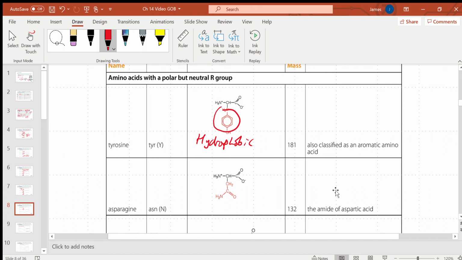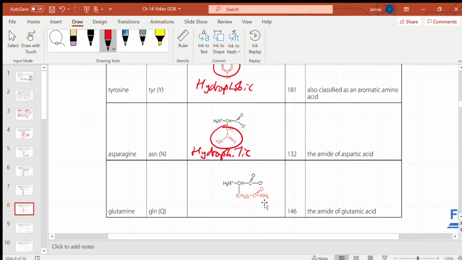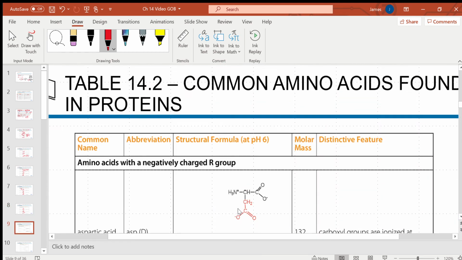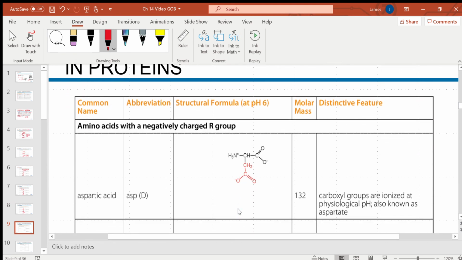Asparagine is hydrophilic. Again, we've got two carbons, but we've also got a nitrogen and an oxygen to overpower them. Glutamine. Glutamine is hydrophilic. Again, we've got a couple of carbons here, but we've also got an oxygen and a nitrogen that can overpower it. Probably getting close to ending this list.